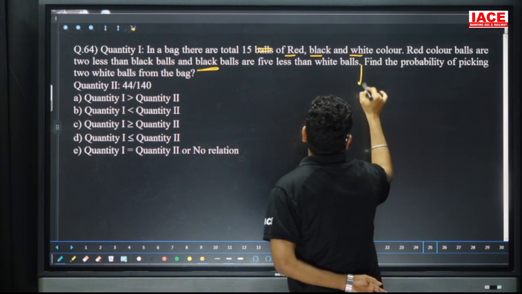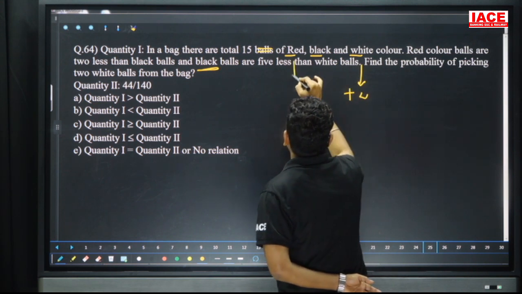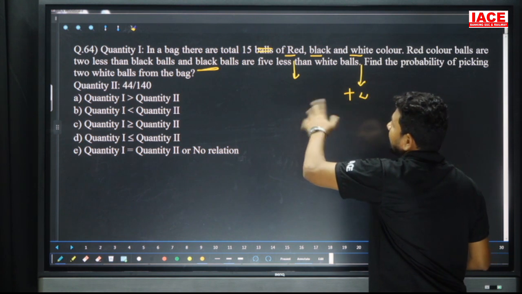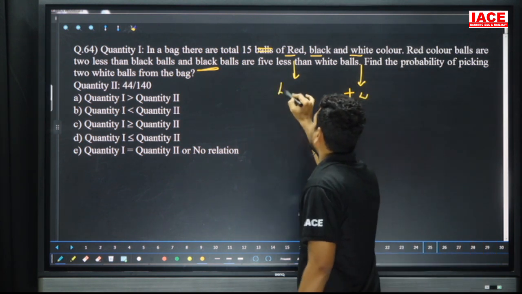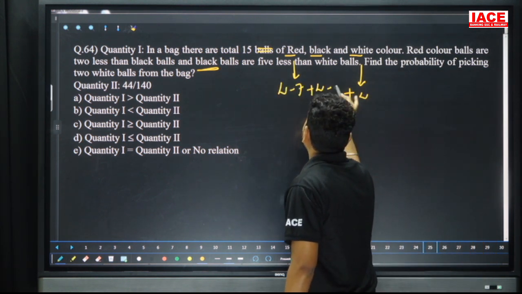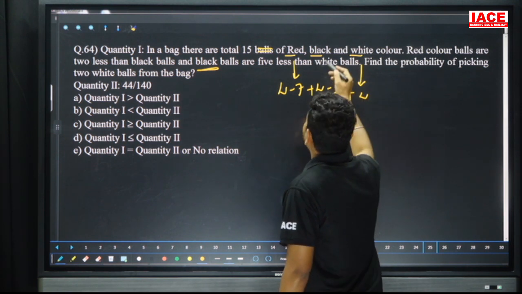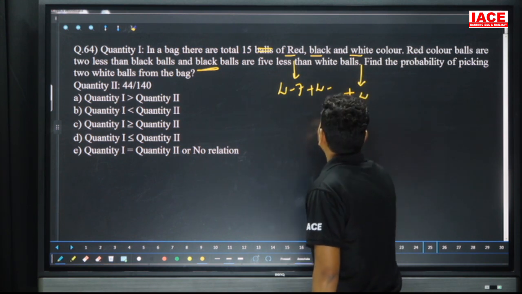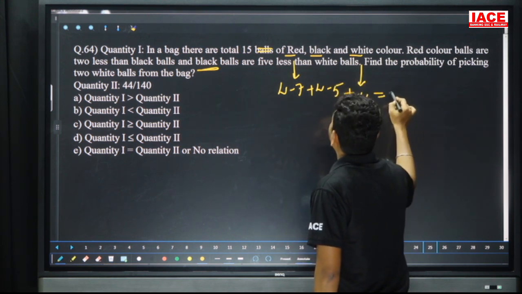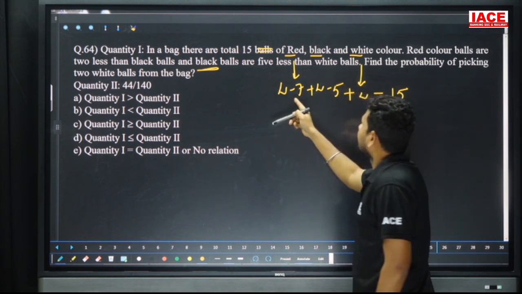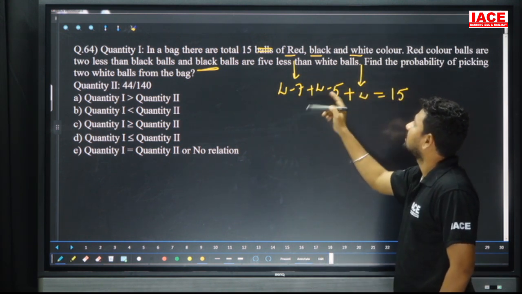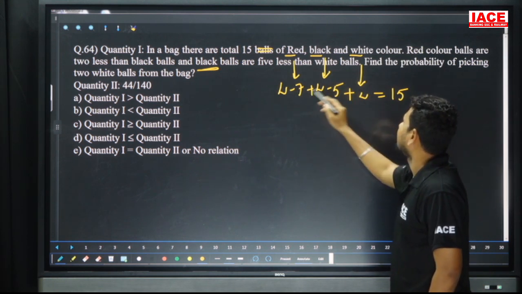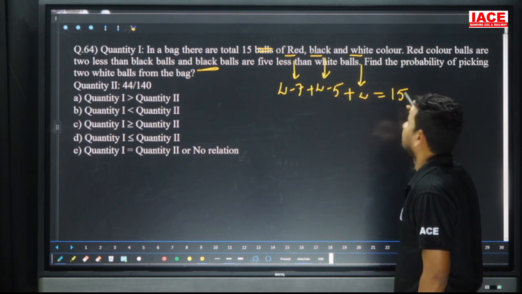Here I am writing white as W. Red color balls are 2 less than the black, and black is 5 less than the white. 5 plus 2 overall is how many balls? 7 balls. So red is W minus 7, and black is W minus 5, and white is W, which is equal to 15. Converting everything into white balls: W, W, W is 3W, minus 7, minus 5 is minus 12. Minus 12 is added to 15 to make 27.